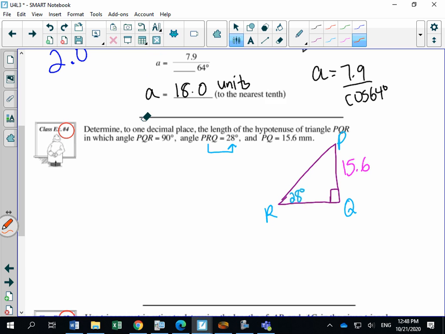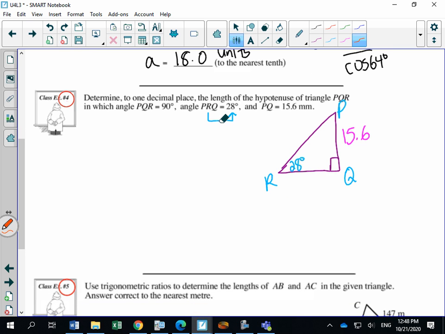Okay, so what do they want? Determine to 1 decimal place the length of the hypotenuse. That's where your x goes. The x goes on the hypotenuse. So my x goes there. You've got your given angle? Label. Write your SOHCAHTOA.